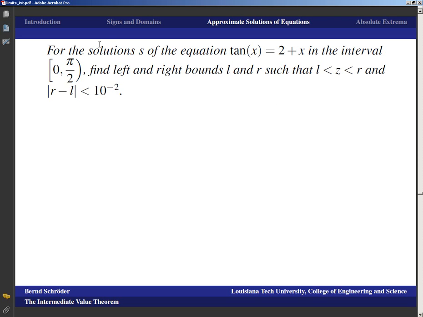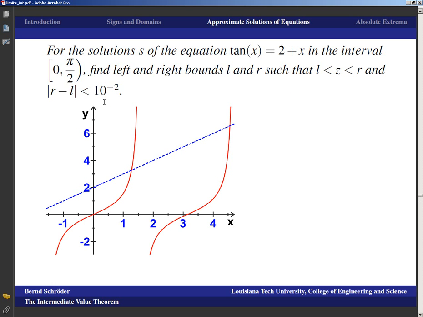We're looking at the solution S of the equation tangent x equals 2 plus x in the interval from 0 to pi over 2. And we want to find left and right bounds L and R so that L is smaller than S. That should be S, not Z, but hey, it's just a name. And so that R minus L is smaller than 10 to negative 2.